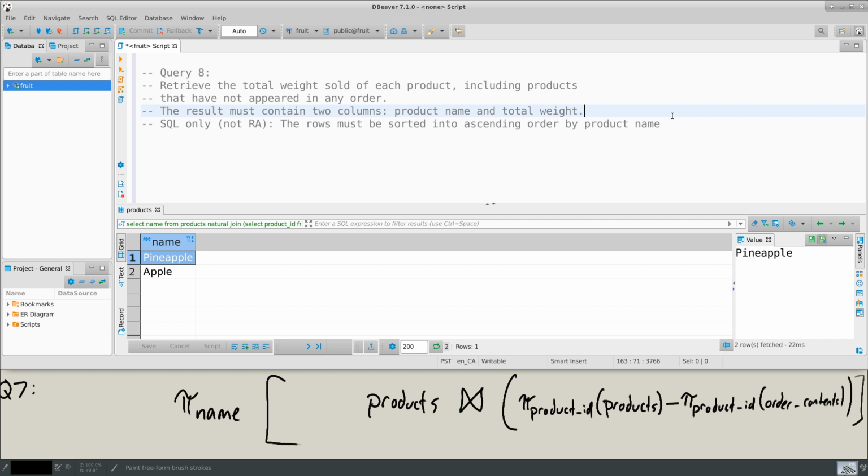Okay, here's what it wants. The total weight sold of every product, including the products that have not appeared in any order.